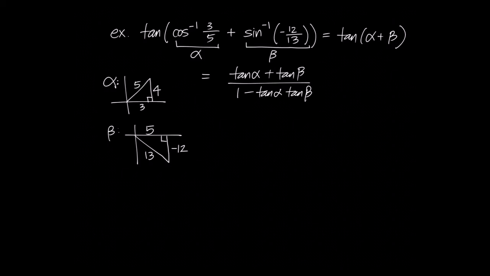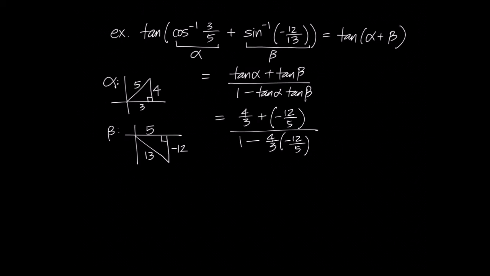Okay? And so now that we have these two pictures, we can just plug them into this expression. Tan alpha, as you can see, is 4 over 3. So we have 4/3 plus tan beta, which is down here, negative 12 over 5. So we have negative 12 over 5, all over 1 minus those same exact two numbers, 4/3 and negative 12 over 5.